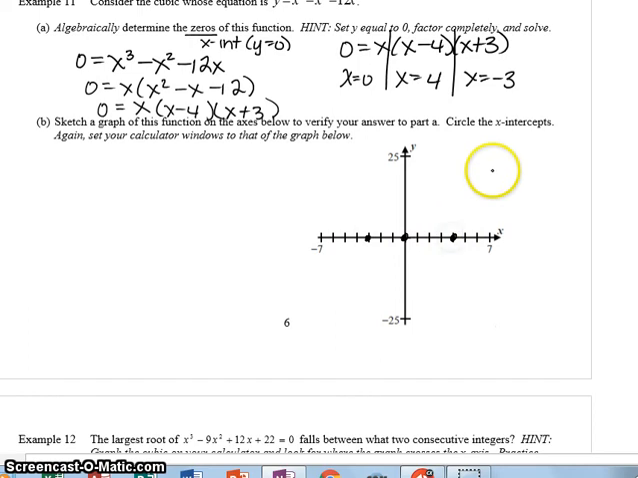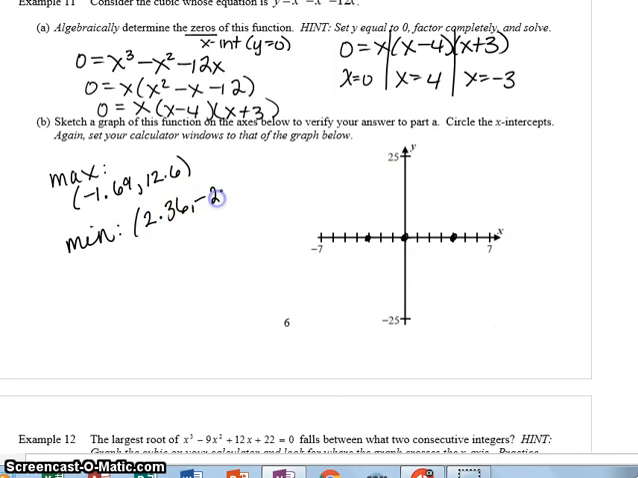So there's my zeros. And then I'm just going to put this in the graph, and I find out that my max is at negative 1.69, 12.6, and I also have a minimum at 2.36, negative 20.7. Okay, so then I graph those. So negative 1.69, and then I'm as high as 12. So don't forget, half of 25 is 12.5.